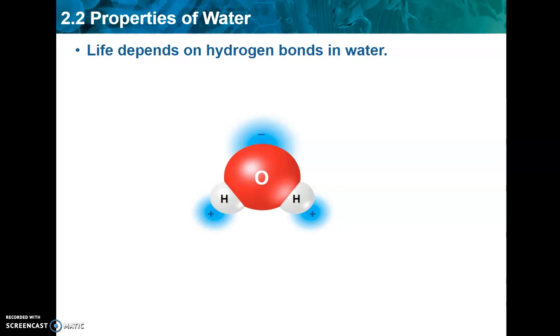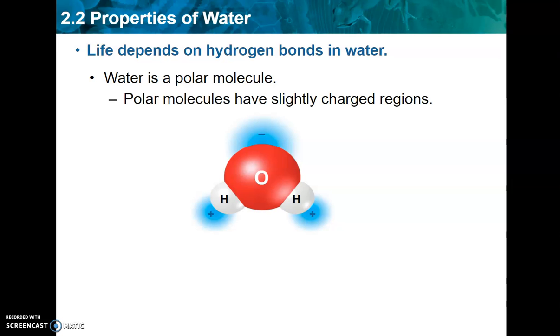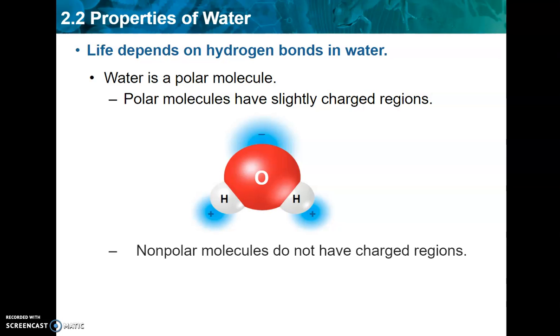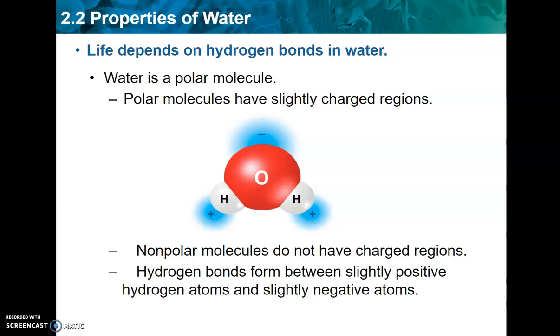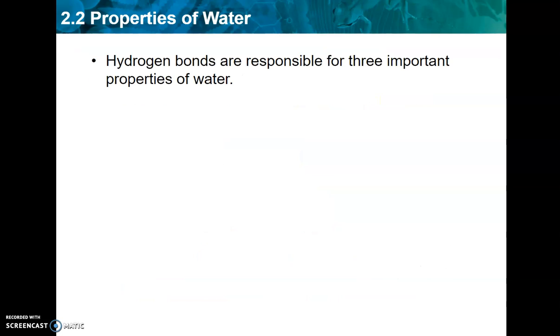In our last lesson, we talked about how water is a polar molecule. It has a positive end and a negative end, and that's what makes it polar. Those polar molecules have slightly charged regions and therefore are attracted to each other. A nonpolar molecule like carbon dioxide does not have a charged region. Hydrogen bonds form between slightly positive hydrogen atoms and slightly negative atoms.